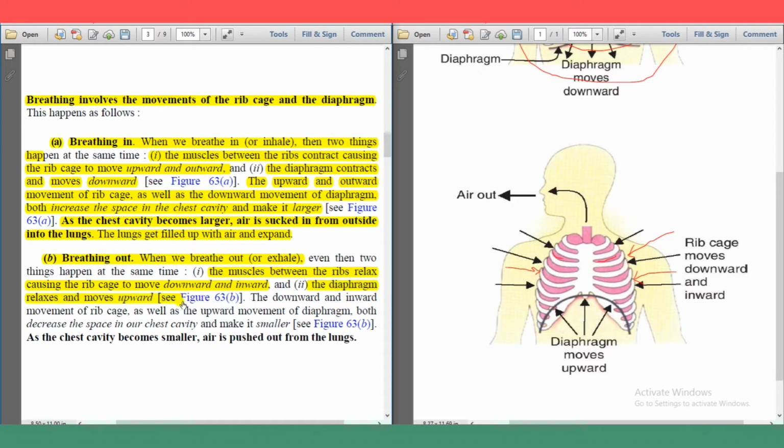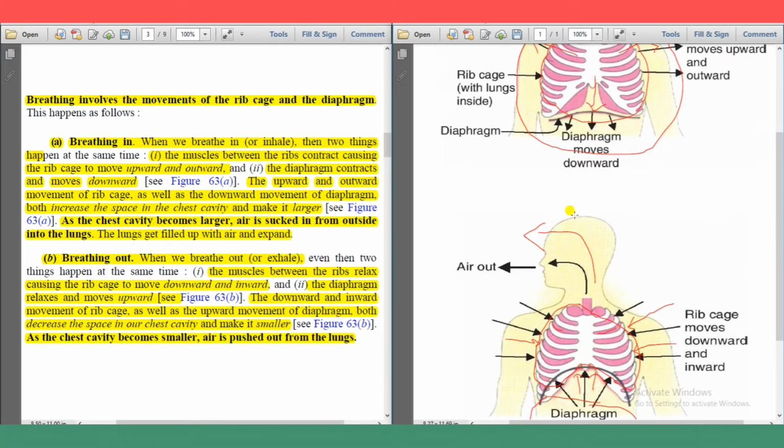You can see here the diaphragm is also moving upward, and together this downward and inward movement of the ribcage as well as the upward movement of the diaphragm both decrease the space in our chest cavity and make the chest cavity smaller. Now as the chest cavity becomes smaller, air is pushed out from our lungs by breathing out.